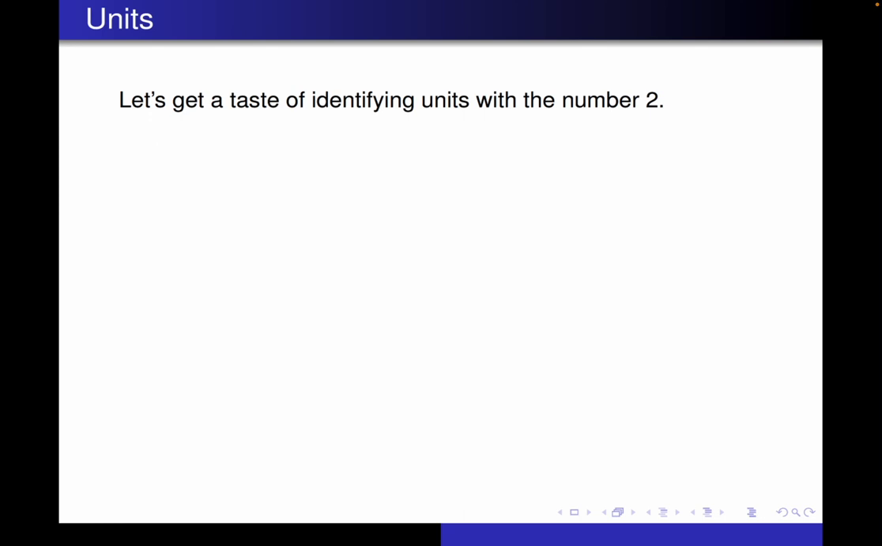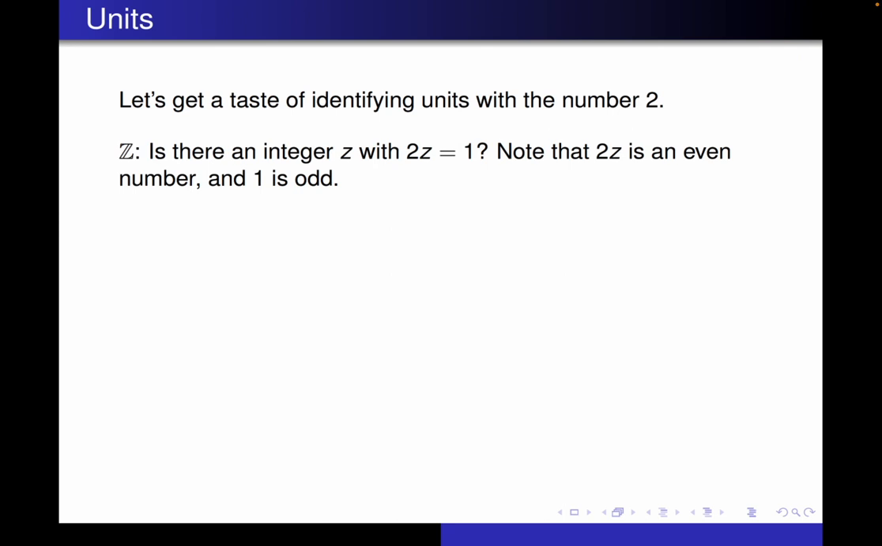All right, so we're going to get a taste of how units work by playing with the number 2. What I mean by that is, in different contexts, we're going to see whether or not 2 is a unit. So we're going to either show that it is a unit or show that it's not a unit. So let's get started. In the integers, is 2 a unit? Well, we need an integer z such that 2 times z is equal to 1. 1 is our multiplicative identity, and we need 2 times z equal to 1. However, 2z is going to be an even number no matter what z is, and 1 is an odd number, which means you can't have an even number equal to an odd number, and that means 2 is not a unit in Z.